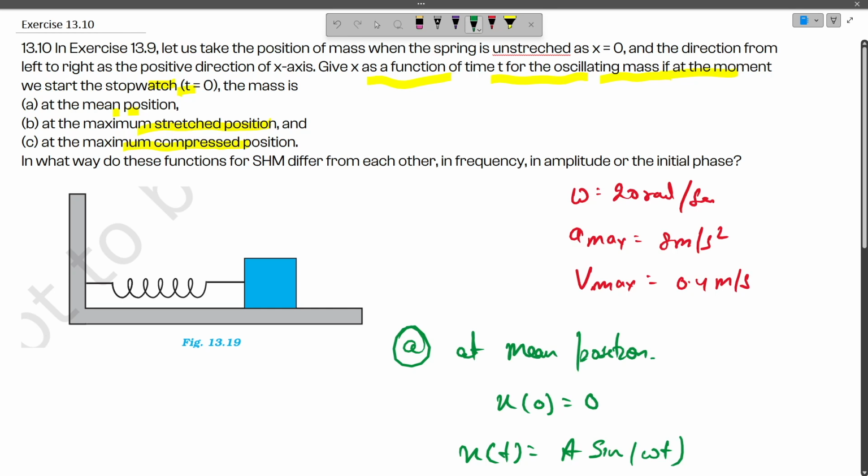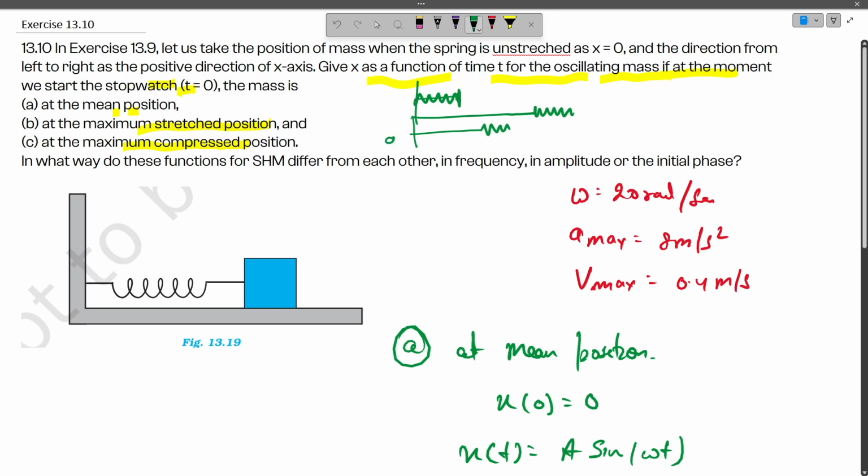So here we have to find the three equations of motion of SHM for the given initial conditions, as in the previous question. The varying thing here is that the initial position of the particle has been varied. In the first part, it is said that the mean position is the initial starting position. So if this is the compressed position, this is the uncompressed position, and this is the mean position.